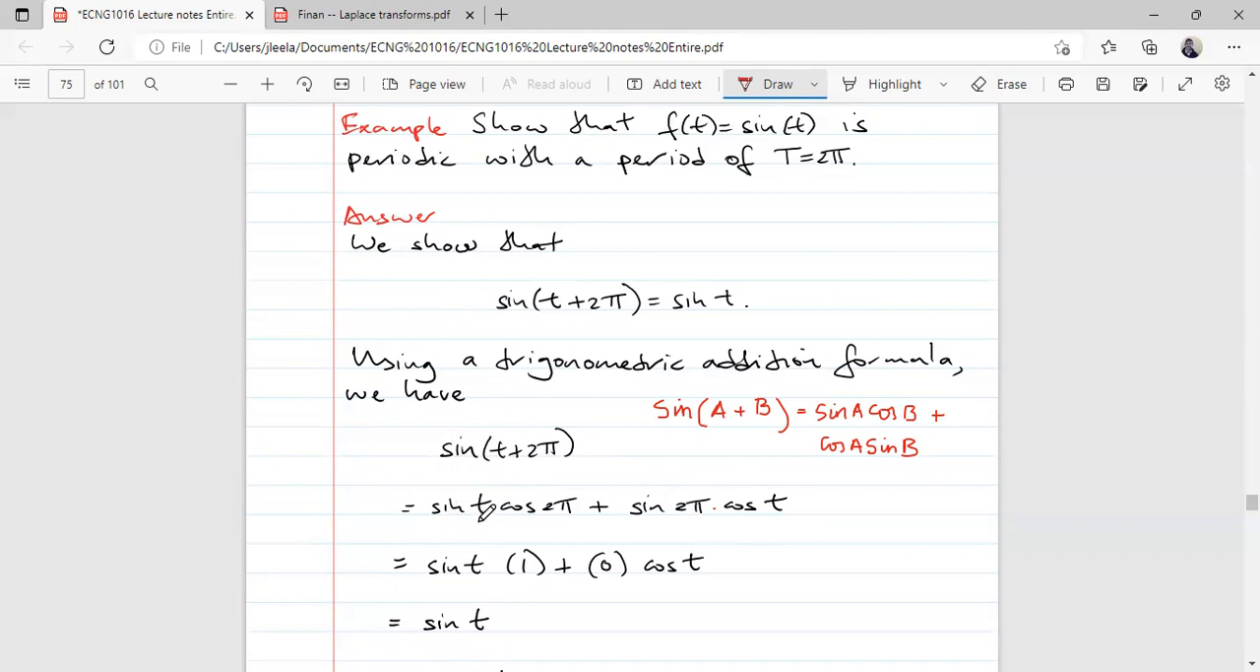Now, sine t, we don't know what that is, but we know that cos 2 pi is 1, and sine of any multiple of pi is 0. So this part here will fall out. So you just get sine t by 1, which is sine t. So sine of t plus 2 pi gives you back sine t. Therefore, this function is periodic, and the period here is 2 pi.